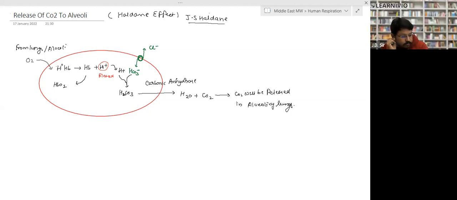So please start noting now, below the schematic diagram: Binding of oxygen with hemoglobin tends to displace CO2 from RBC. That is the summary of the complete topic. This is called the Haldane effect.